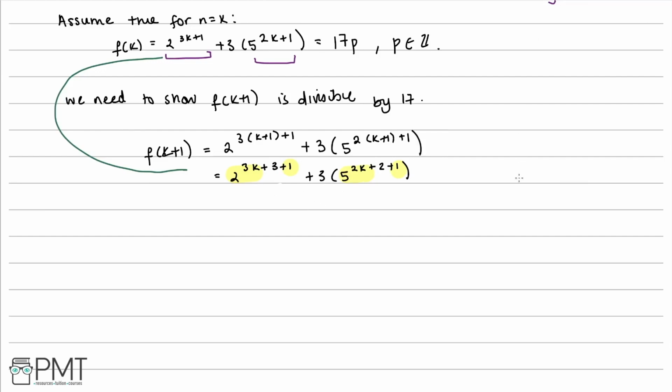Well, if you remember indice laws, a to the power of b plus c will be equal to a to the power of b times by a to the power of c. Thus, 2 to the power of 3k plus 3 plus 1 will be equal to 2 to the power of 3k times by 2 to the power of 3. And similarly, 5 to the power of 2k plus 2 plus 1 will be 5 to the power of 2k plus 1 times 5 to the power of 2.